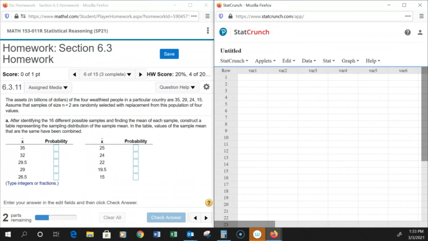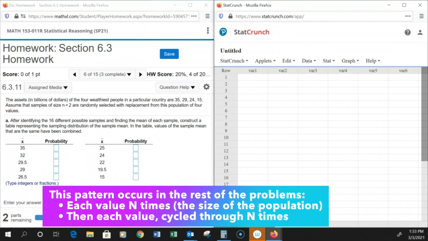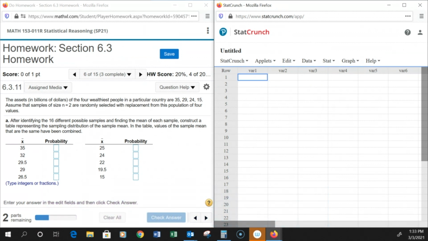And remember, when we worked the first one of this section, problem number 2, I said, notice there's sort of a pattern. And the pattern was each of these values appears how many times? 1, 2, 3, 4 times. And then each value will appear over and over 4 times. So what does that mean? It means I put in 35, that's the first value, 4 times. And so 35, enter, 35, enter, 35, enter, 35, enter. You see how it goes.